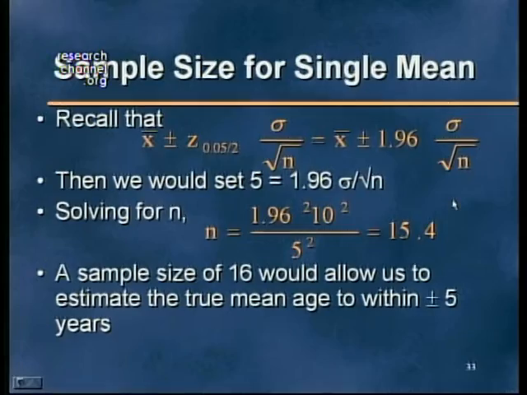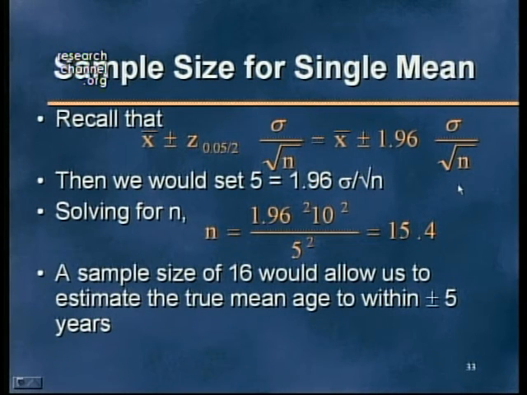The width of the confidence interval that I'm interested in is 10, but half the width of the confidence interval is just 5. So plus or minus z times sigma over root n would have given me 2 times 5, which is a width of 10. But I can just set 5, half the width of the confidence interval, equal to z, 1.96, times sigma over the square root of n. Does that make sense?